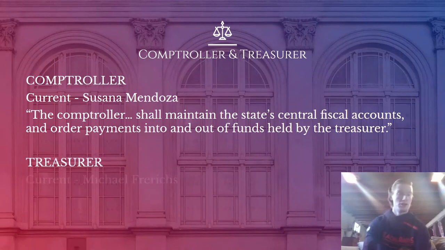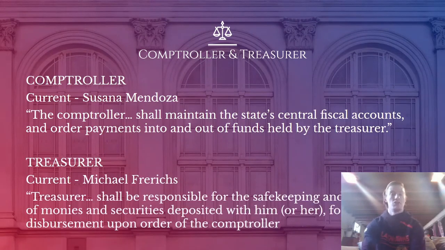And the treasurer, the current one is Michael Frerichs. The treasurer shall be responsible for the safekeeping and investment of monies and securities deposited with him or her for their disbursement upon the order of the comptroller. So they're going to work closely together, the comptroller being in charge of the state's fiscal accounts, and the treasurer being the person in charge of safekeeping the monies and securities deposited by the state. So there's a slight difference, and those are the main differences between the two of them.